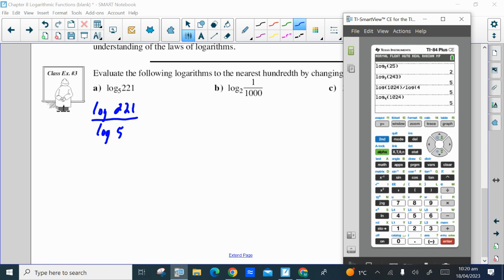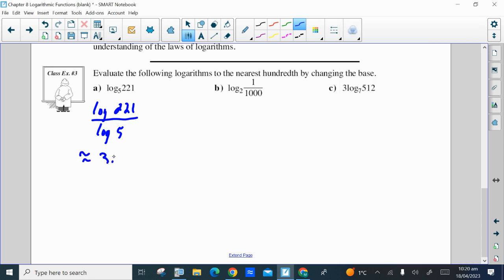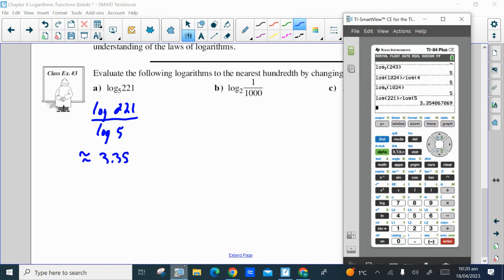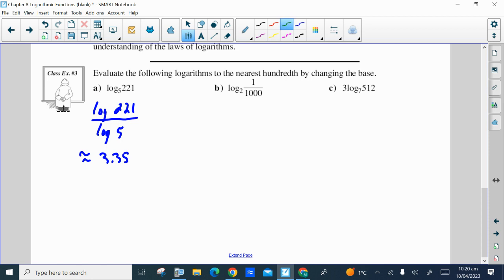So using the change of base identity, it'll be the log of 221, close the bracket, divided by the log of 5. Again, it's an irrational number, so we'll have to round to 2 decimal places, approximately 3.35. And this could be checked if you have the newer operating system: alpha window, number 5, log base 5 of 221. Get the same answer. But we're told to do it by changing the base, so that's what we did. We used the change of base identity.